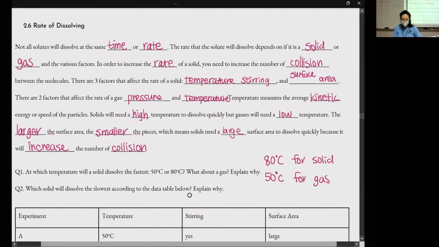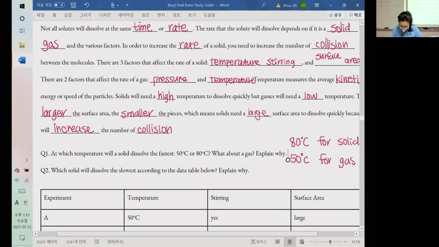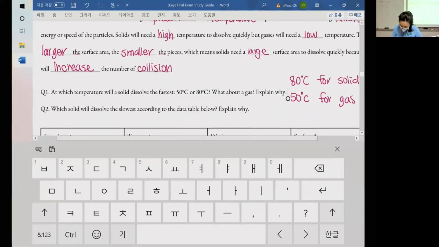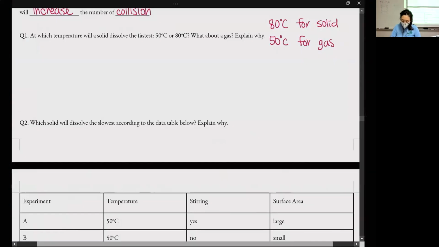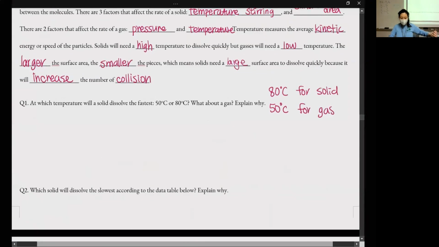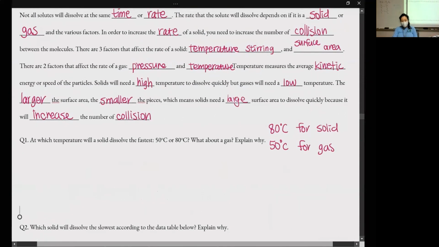Okay. Question number 1. I think I'm going to type in more reasons. Going back to this mode. Okay, here is the rest of it. If you didn't get it. Okay.